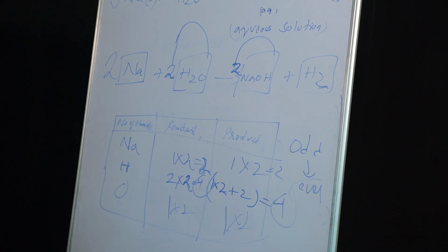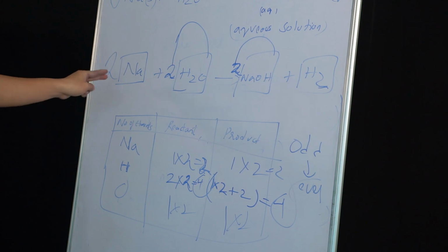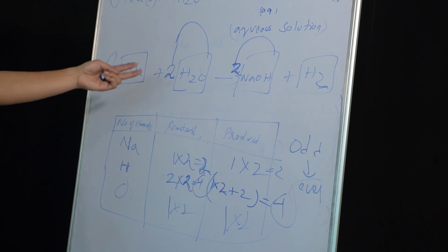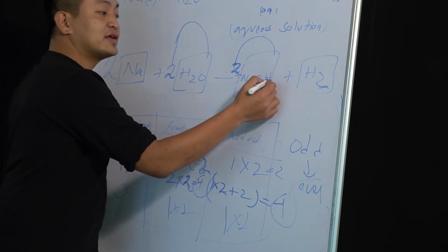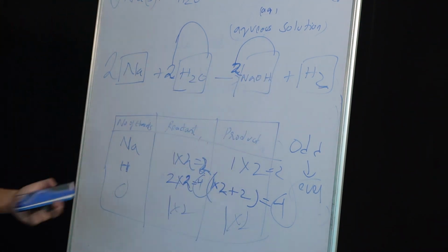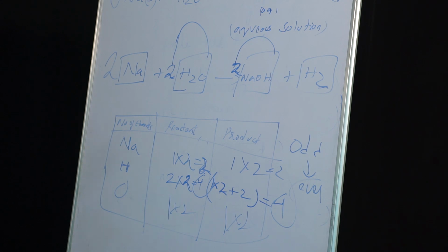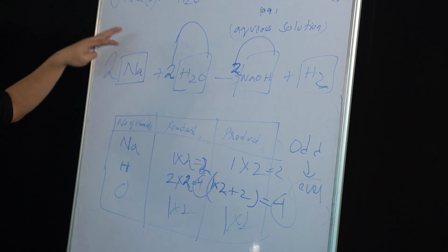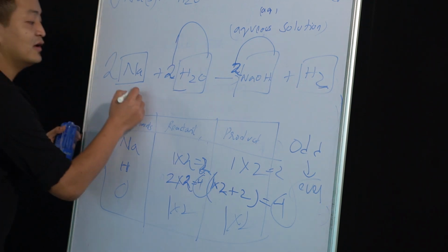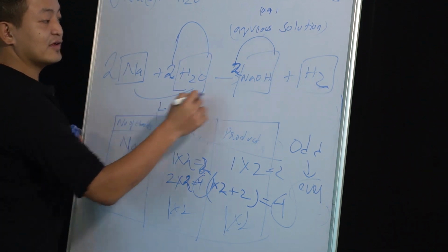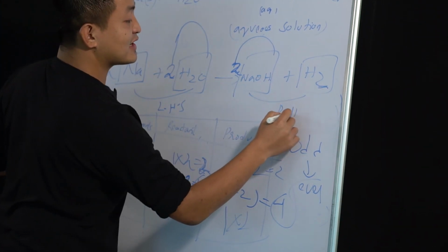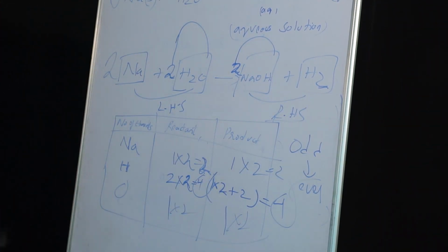So now let's check. 2 sodium on the left hand side and right hand side, 4 hydrogen on the left hand side, 4 hydrogen on the right hand side, oxygen 2, 2. So that makes this equation balanced. We can say that this equation obeys the law of conservation of mass. The number of atoms is not lost. Whatever we have on the left hand side is equal to the right hand side. So now this equation is balanced.